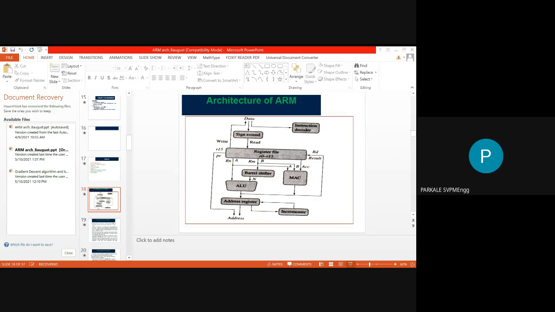What is the function of the instruction decoder? It is to decode the meaning of the instruction. For example, add. What do you mean by add? The meaning of add A B is to add the contents of register A with register B and store the result into register A. This is called the decoding of the instruction, and that is done by the instruction decoder. Now the other kind of data is the actual data.